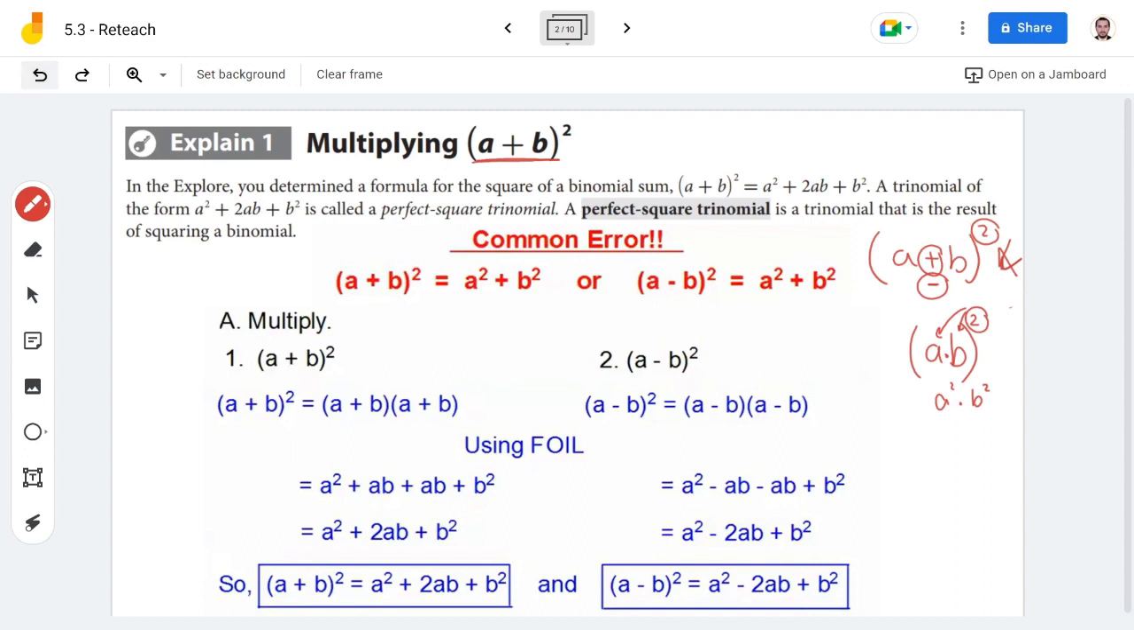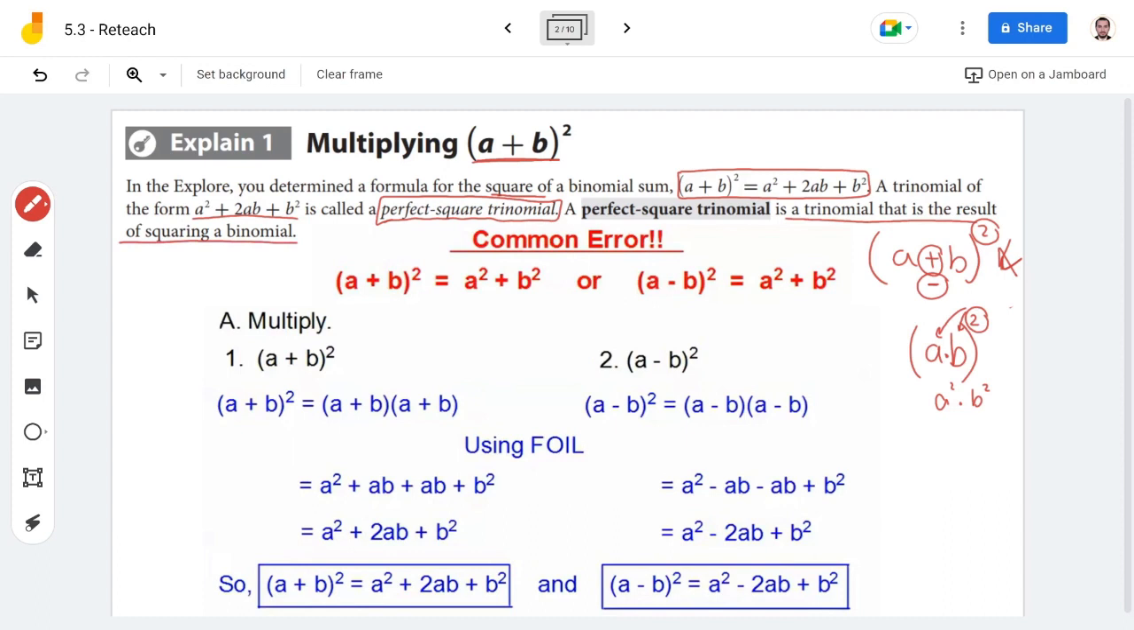Now let's go here to understand the lesson and explore. You determine the formula for the square of a binomial sum. This is the rule here. A trinomial of the form a squared plus 2ab plus b squared is called a perfect square trinomial. What's a perfect square trinomial? It is a trinomial that is the result of squaring a binomial. Let's understand what that means.